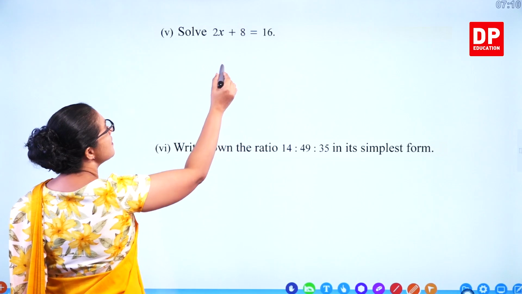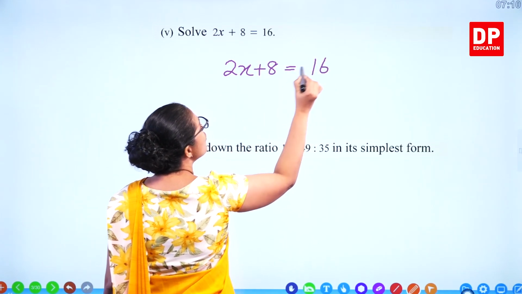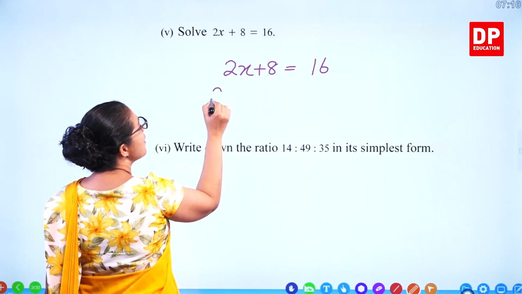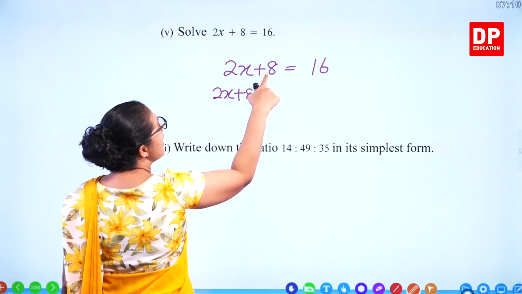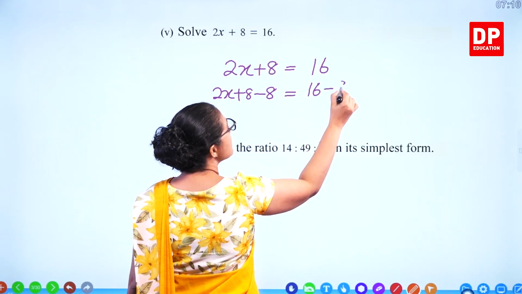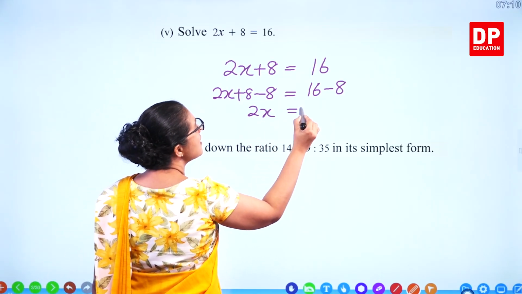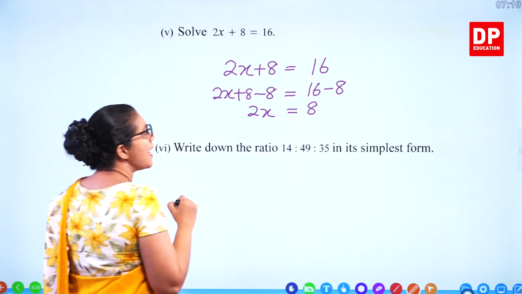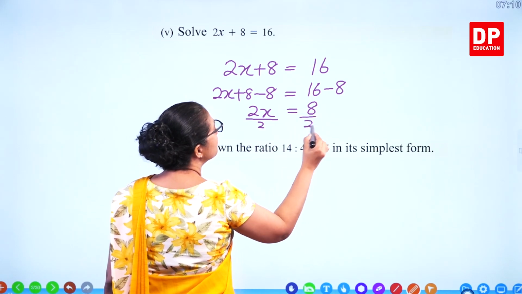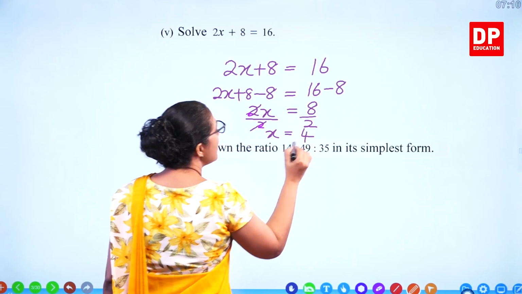Solve. This is a linear equation. 2x plus 8 equals 16. So you need to take all x terms to one side and numbers to the other side. So 8 you have to get rid of. So you do the opposite one. Minus 8. Subtract 8 from both sides. So 8 gets cancelled out. You get 2x equals 16 minus 8. That's 8. Now what do you do? You have to divide both sides by 2. So you get x is equal to 8 divided by 2, which is 4.